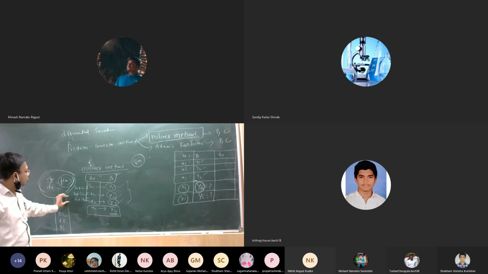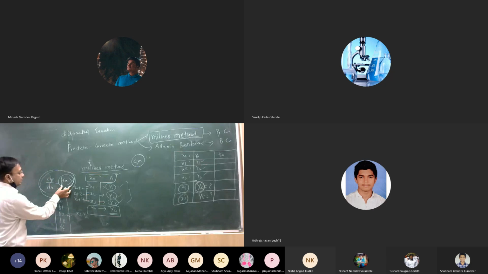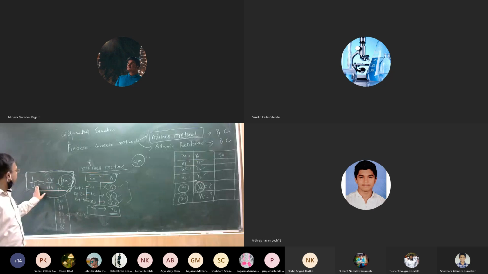If it is 0, it will be x0, y0. For f1, x1, y1. We need to calculate f2. That means we need the x2 value and y2 value. From the x2, y2 values, we put them in this particular function and calculate the f2 value. So these values are called f values. This is the f value formula. Already we have considered this as f(x, y), so it will be calculated as f0, f1, f2, f3.